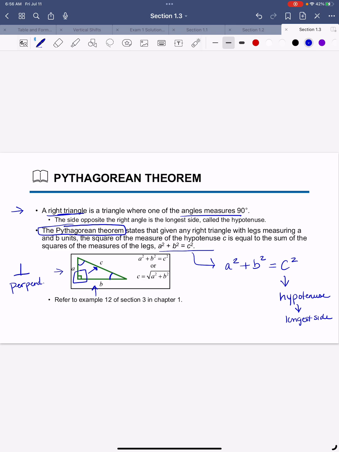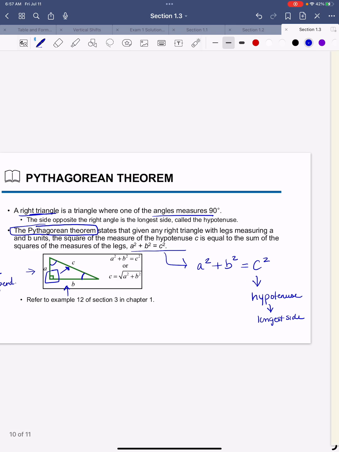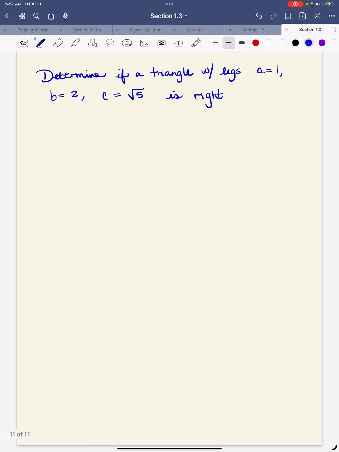So why do we need the Pythagorean theorem and how will we use it? Well, it's used a lot in trig and it's used a lot in calculus. It's just used a lot in math, period. But let's try to work through an example that uses the Pythagorean theorem.